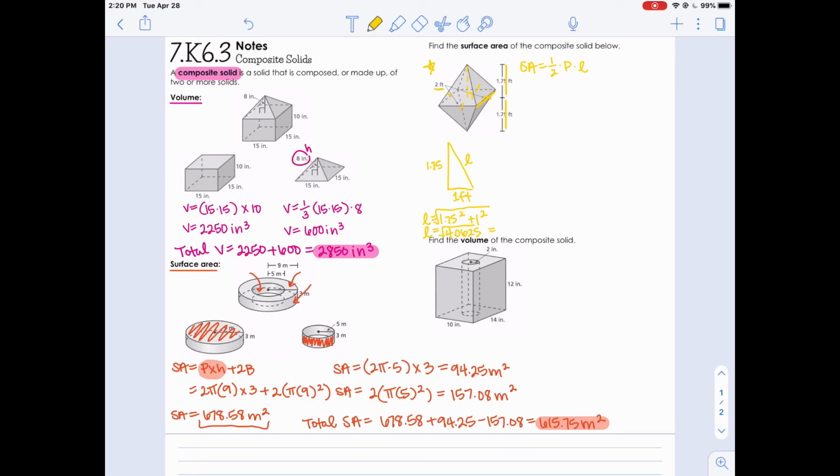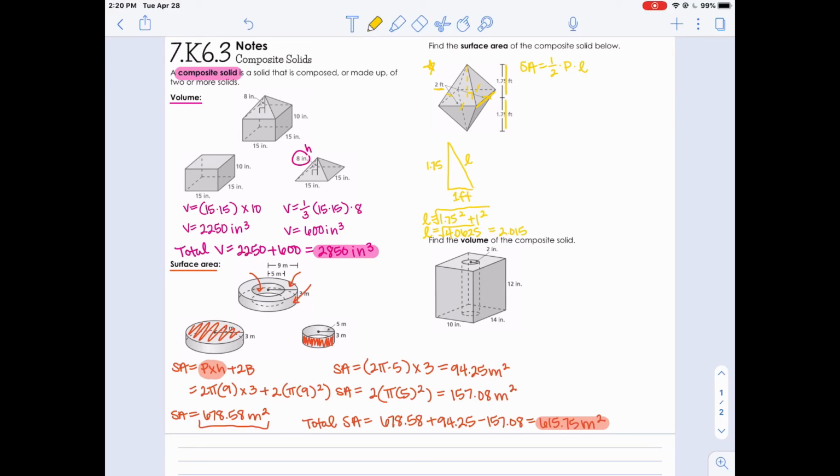Okay, so the square root of 4.0625. It's going to be really close to 2, but it's not quite 2. So let's use a decimal. 2.015. That'll be fine for our slant height. Okay, 2.015 is our slant height.